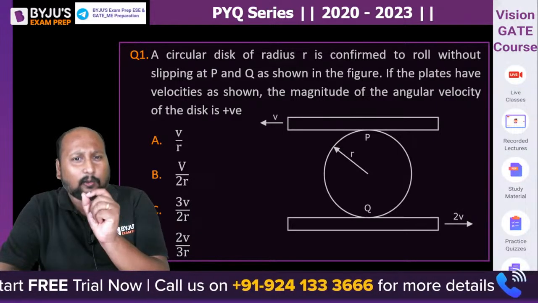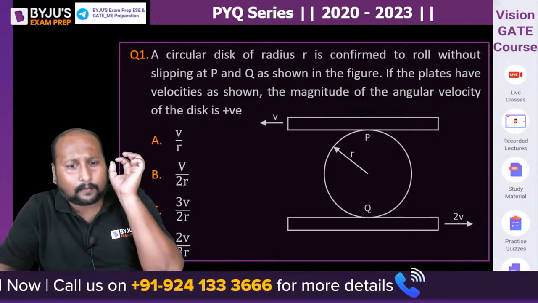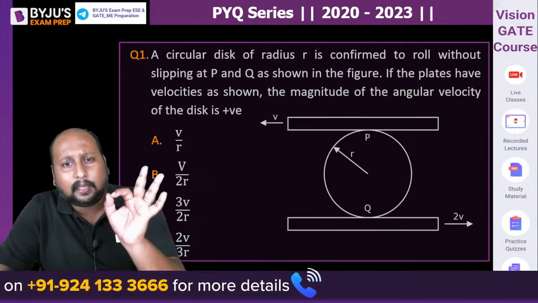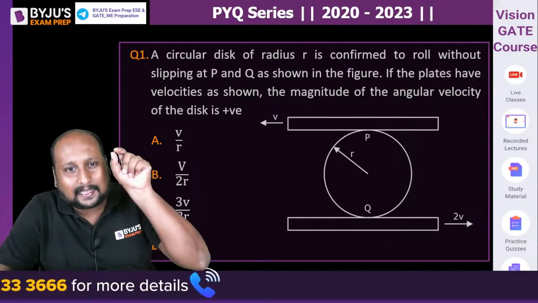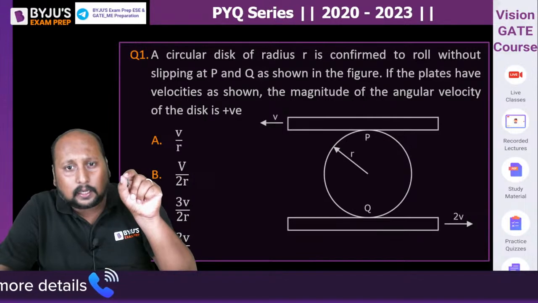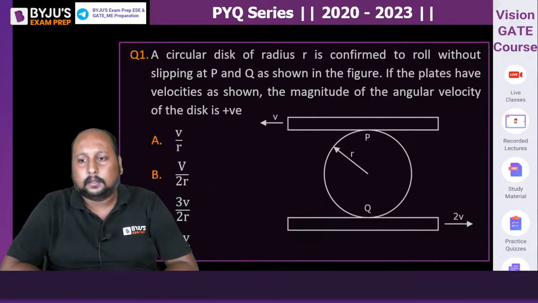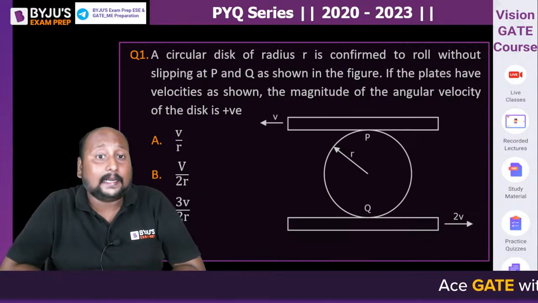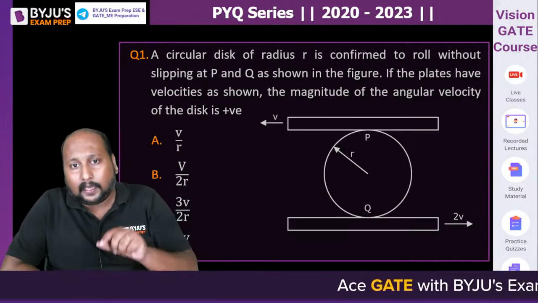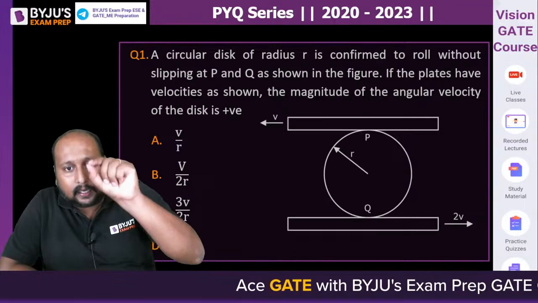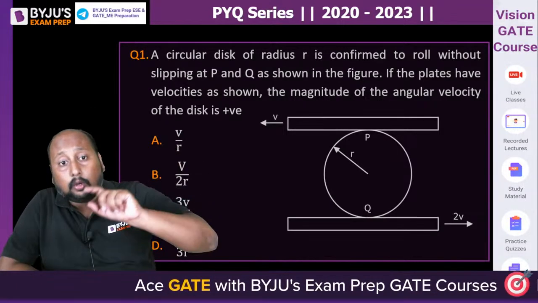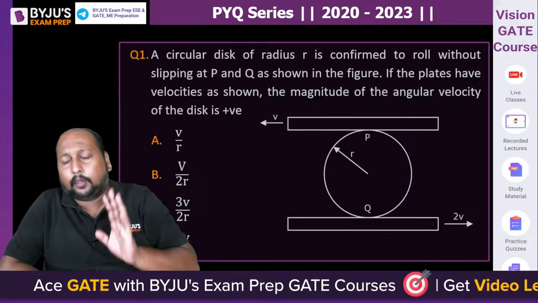A very easy question, but for this you need to have a proper understanding. First of all, tell me, will the instantaneous center be located at the center of this particular disc, or near P, or near Q, or at point P or at point Q?